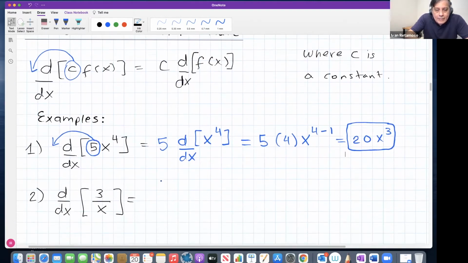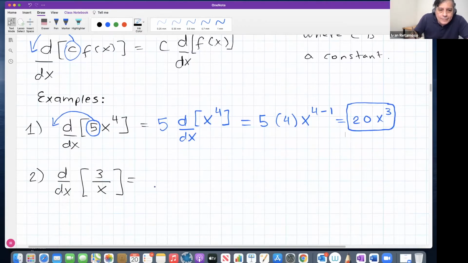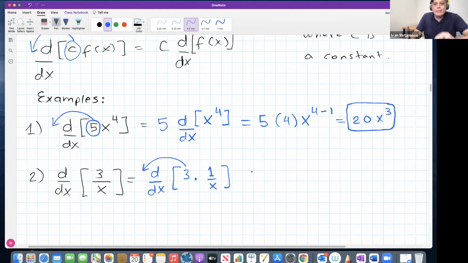Here is another example for the constant multiple rule. Suppose they ask you to take the derivative with respect to x of 3 over x. What should you do? Well, this will be the derivative with respect to x of 3 times 1 over x, right? Professor, why are you separating 3 from the rest? Well, I just need to have a constant that I can take outside, right? By the constant multiple rule. So that's the trick. So 3 comes out based on the constant multiple rule.